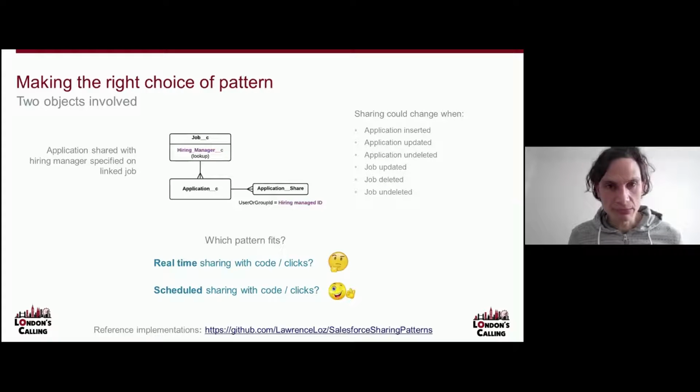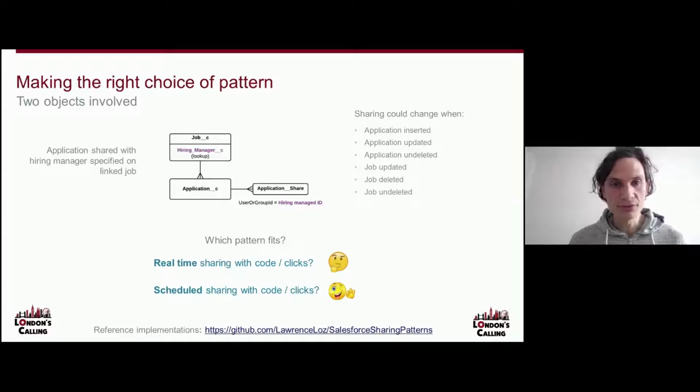So the next example is very slightly more complicated. So we've got the application record needs to be shared to a hiring manager who's specified on a linked job object. So here again, we've got to consider the scenarios that an application is created or updated. Also in this instance, if we really want to be thorough about this, we'd also need to think about, what if an application is undeleted? Potentially the job hiring manager might have changed in the meantime. So we should really consider that might need to lead to a change in the sharing.